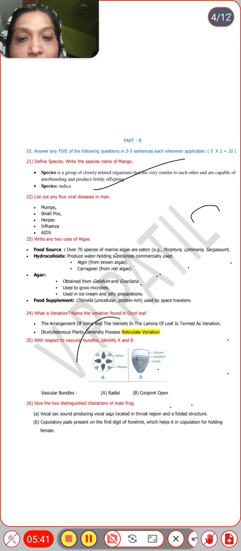Give two distinguishing characters of male frog. Vocal sac: sound is produced by the vocal sac located in the throat region and folded in structure. Copulatory pads are present in the first digit of the forelimb, which help in copulation by holding the female in a frog, male frog.